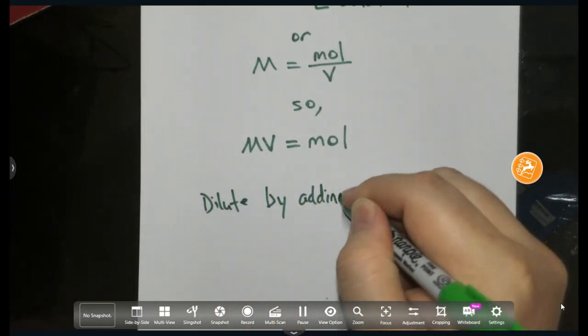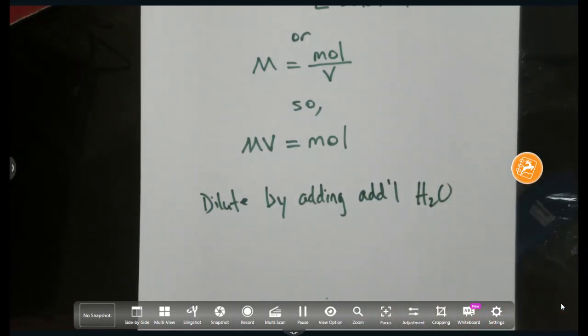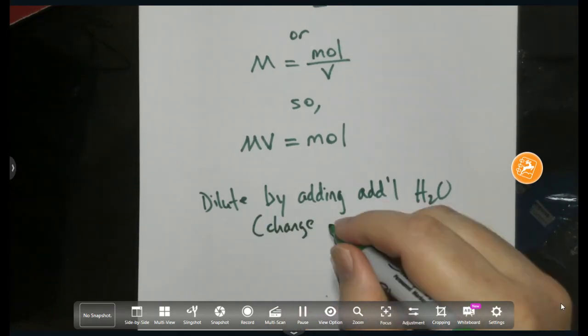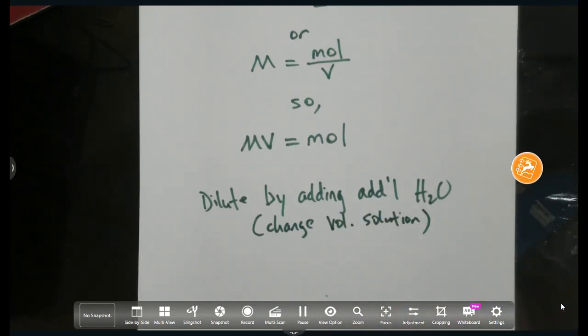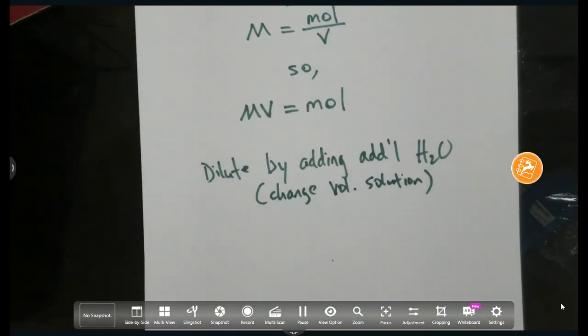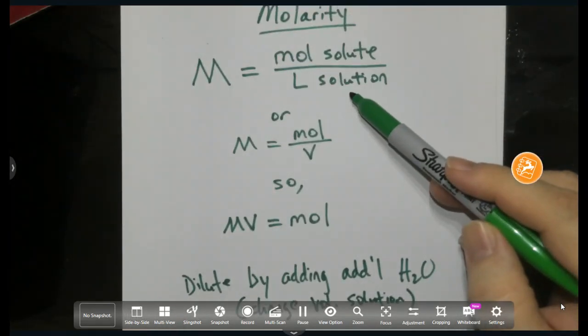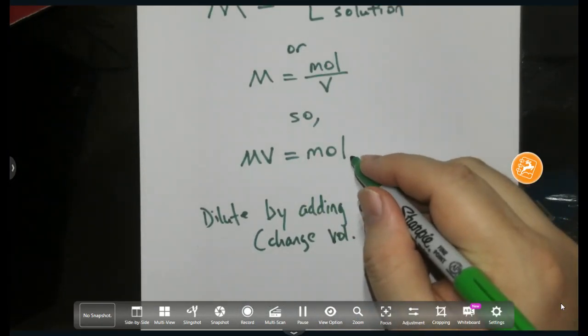Again, almost everything we do in pre-AP is going to be aqueous, so our solvent's almost always water. So what we do by adding water is we change the volume of the solution while the solute stays exactly the same. So think about that. The solute stays the same. Molarity is moles of solute per volume, which is changing. So if I think about this, the moles are constant.